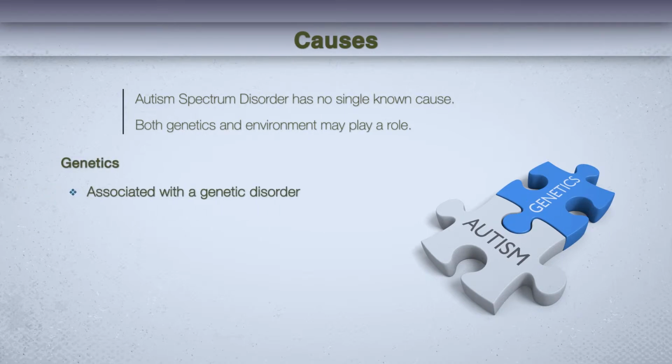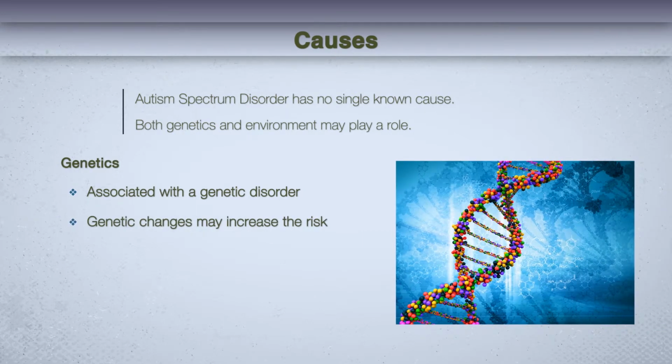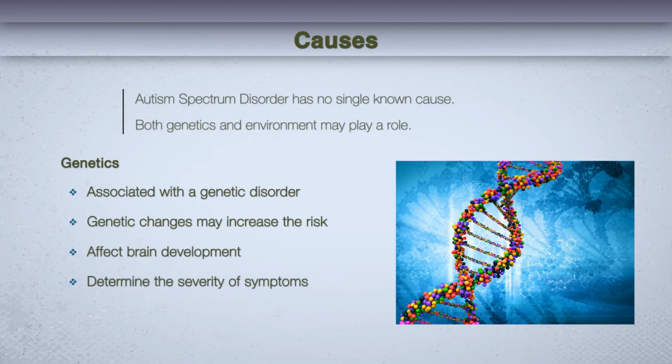Several different genes appear to be associated with ASD. Genetic disorders, changes, and mutations can greatly increase the risk of having some form of autism. Genes can affect brain development and the way that brain cells communicate to the rest of the body. They may also determine the severity of symptoms. Some genetic mutations seem to be inherited, while others occur spontaneously.